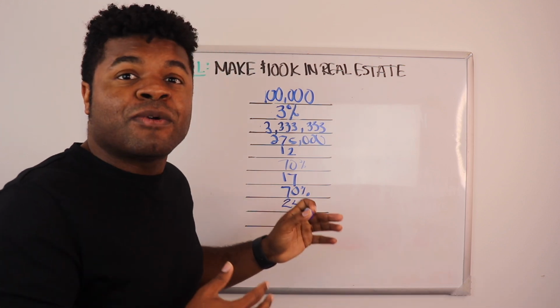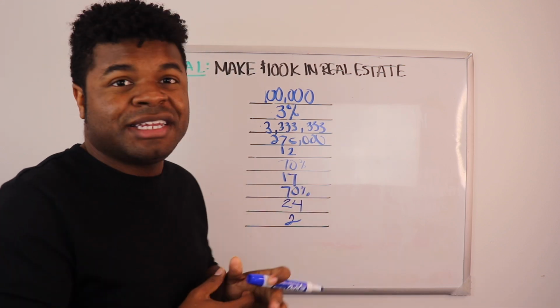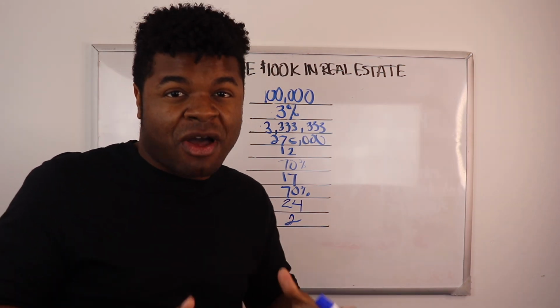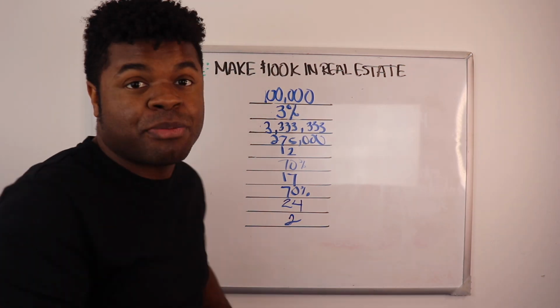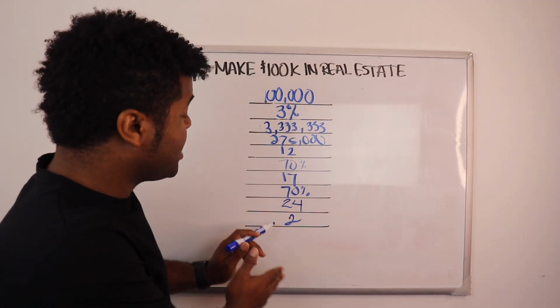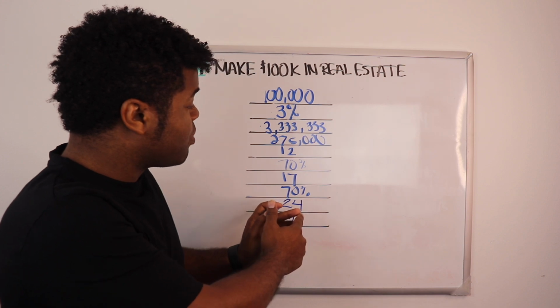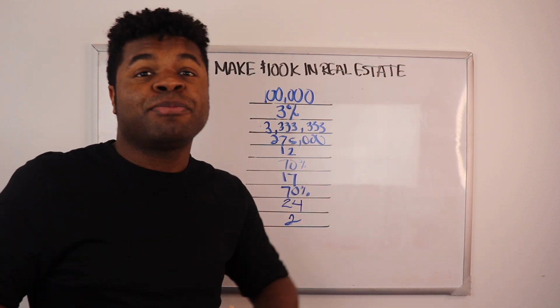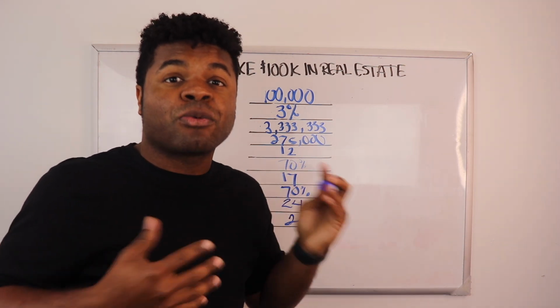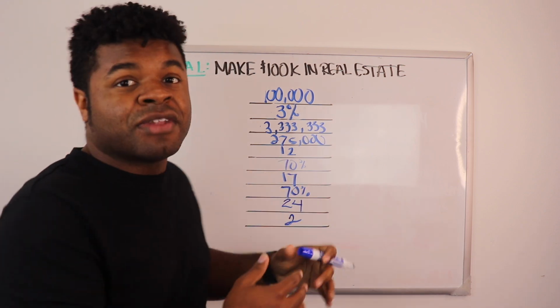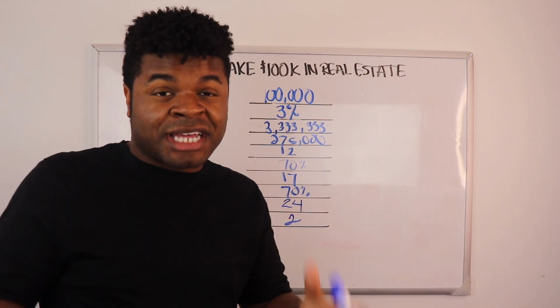So to wrap it all up, I need to go on 2 appointments per month. That's gonna give me a total of 24 appointments for the whole year. Out of those 24 appointments, 17 of those people are gonna become my client. We're gonna start working together. Out of those 17, 12 of them will lead to a successful sale.